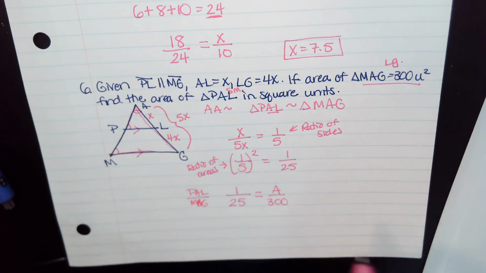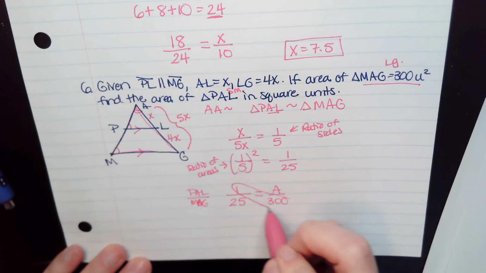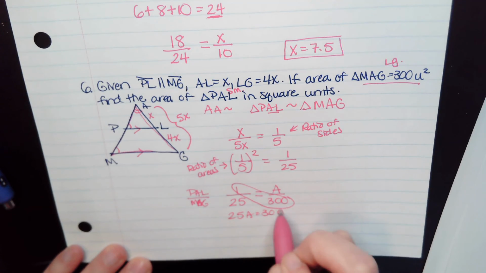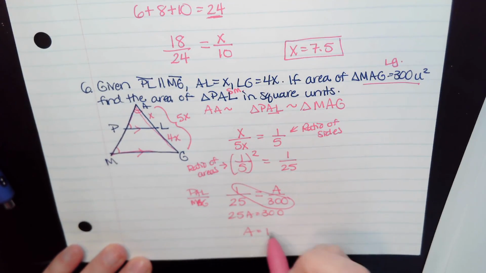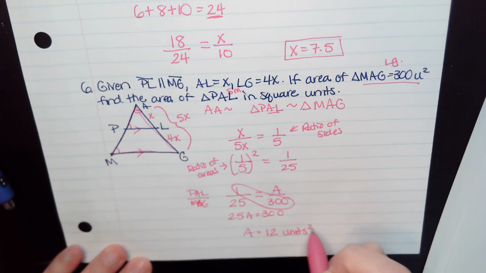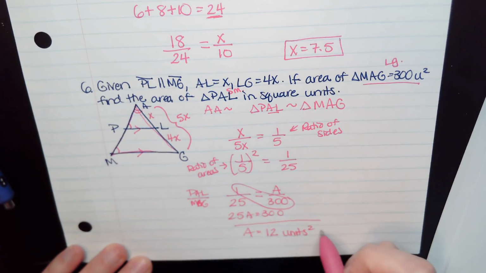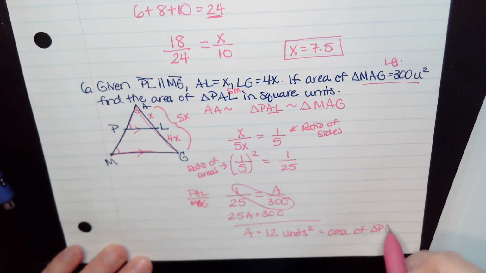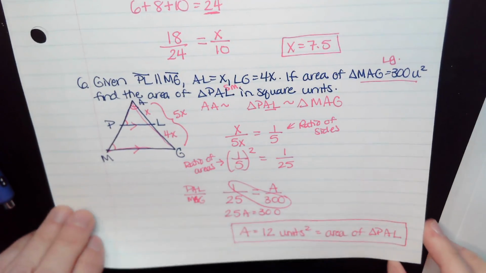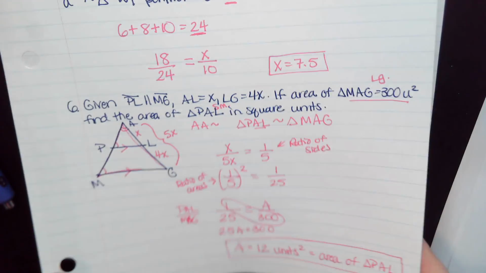And now you're just going to cross multiply. So 300 times 1 and 25A. So 25A equals 300. So A is going to equal, if I divide both sides by 25, that would be 12 units squared, which is the area of triangle PAL. Okay, so definitely a trickier one for that one.